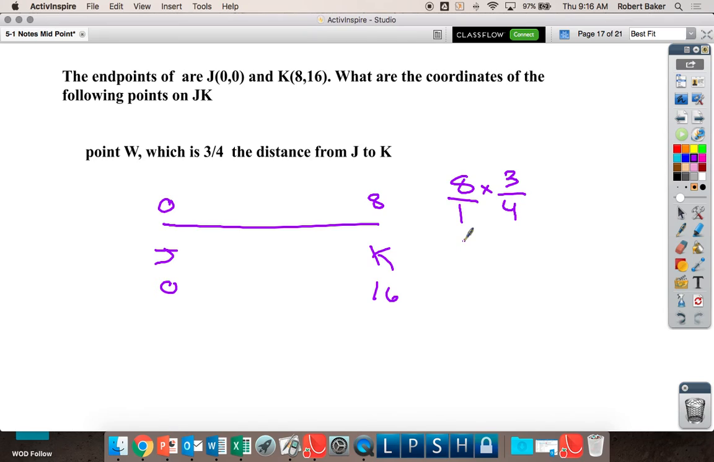So it's 8 over 1 times 3 over 4. Multiply across the top. What's 8 times 3? 24. 1 times 4? And then simplify the fraction. 24 divided by 4. So I want to go 6 in the X direction. So this way plus 6. What is 0 plus 6? 6 right here.